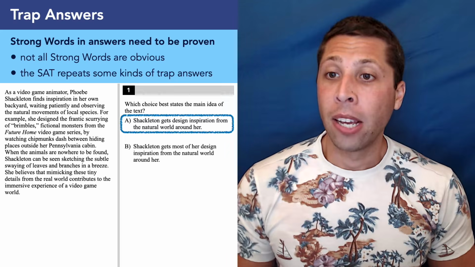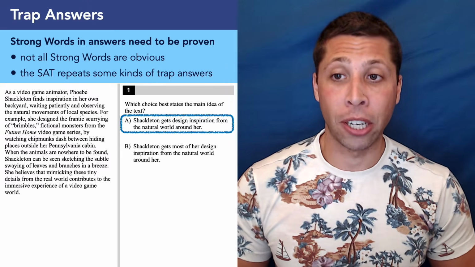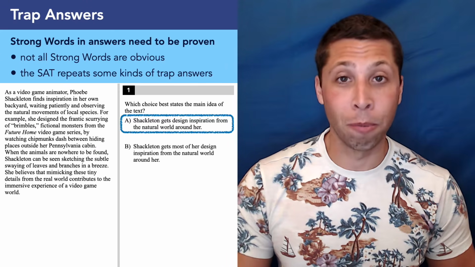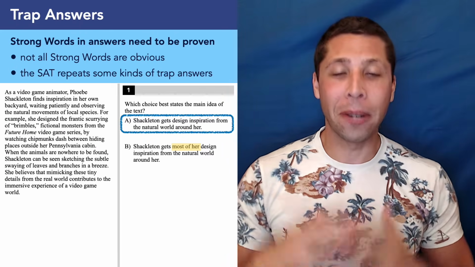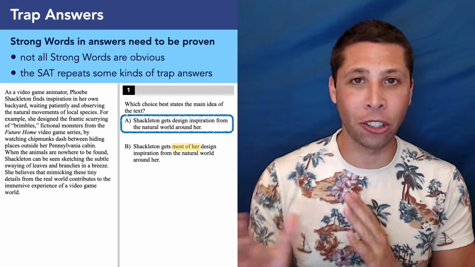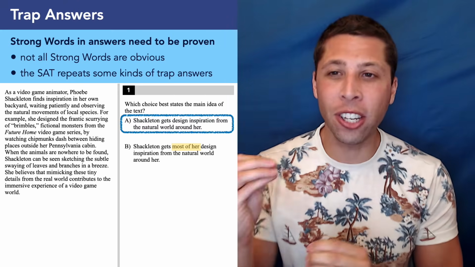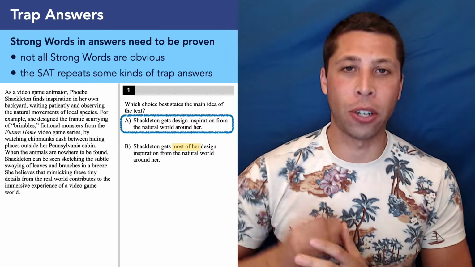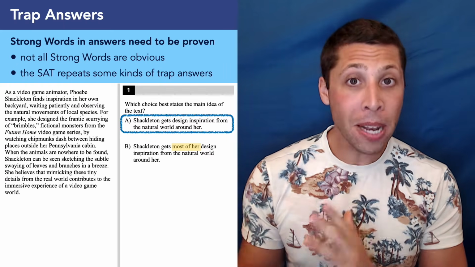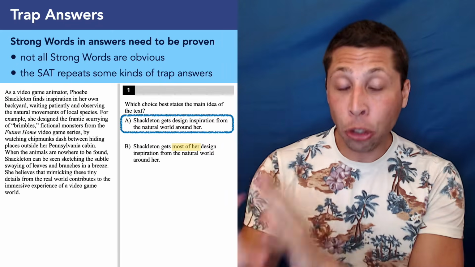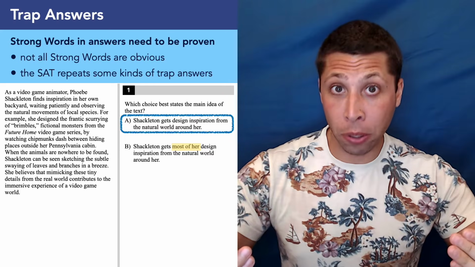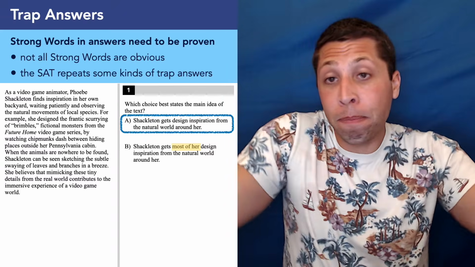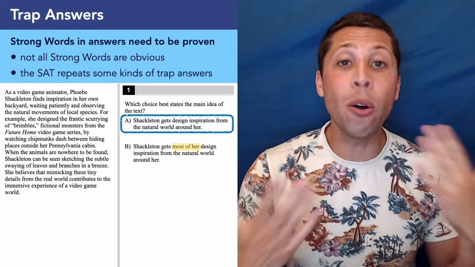Choice B. Shackleton gets most of her design inspiration from the natural world around her. So this really wouldn't happen on an SAT where you'd have choices that are this similar, but for this purpose of making a point, I want to show you what happens when we add in just these 3 words, most of her design inspiration. So for many people, if they had choice B on a test, and not choice A, just choice B, they would read choice B as if it were basically saying choice A. They wouldn't notice any difference.